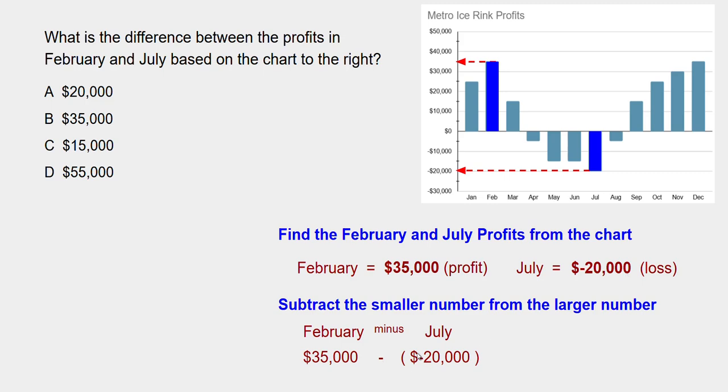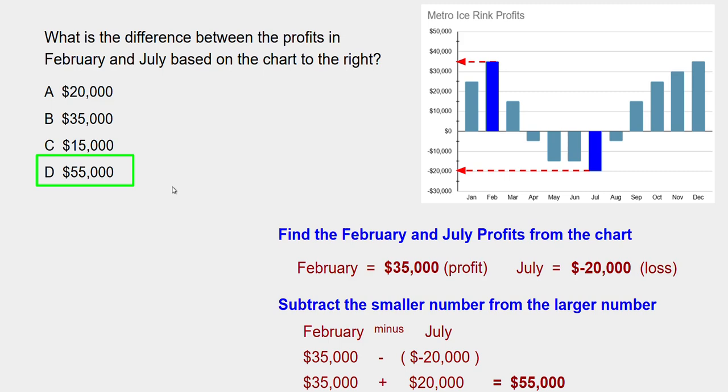When we subtract a negative number, what can we do with that? Hopefully you remember that we can turn that into addition. So 35,000 minus a negative 20,000 becomes 35,000 plus 20,000, and we get $55,000. We look up at our answers, and indeed that is answer D.